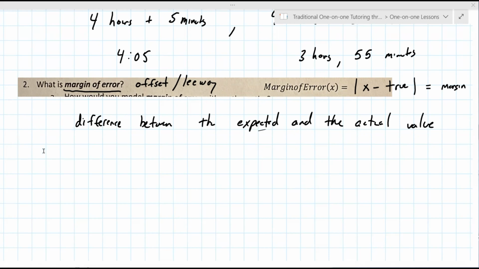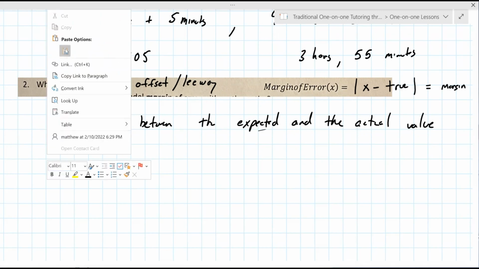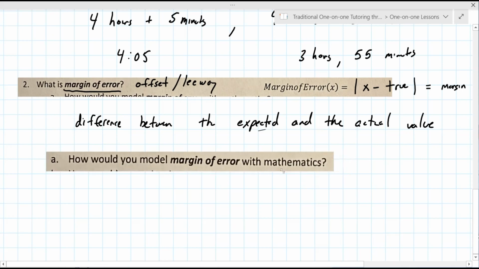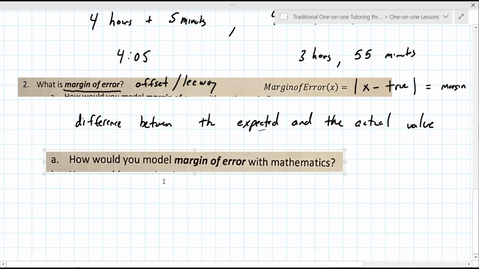I don't know why your instructor keeps asking it this way. How would you model margin of error with mathematics? The absolute value function, because that's all you've been doing here, the absolute value.